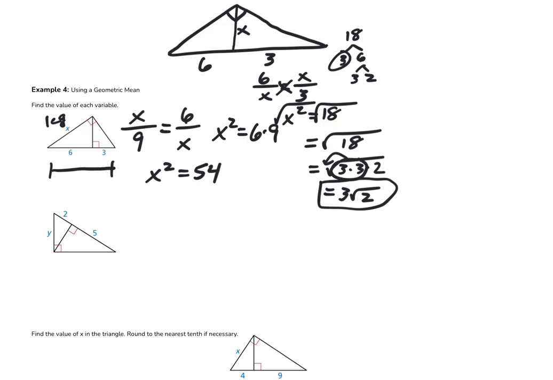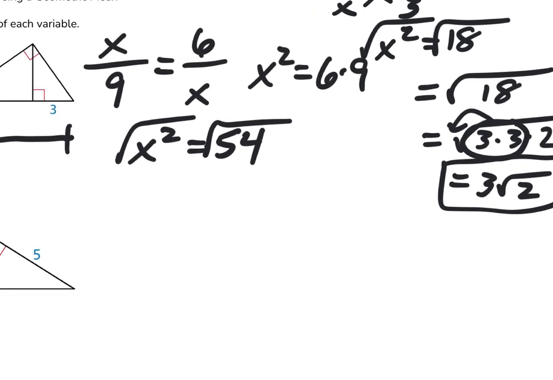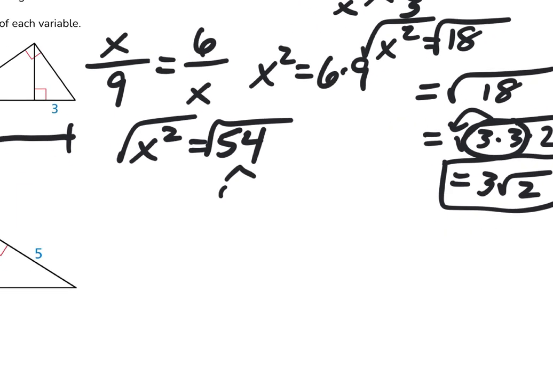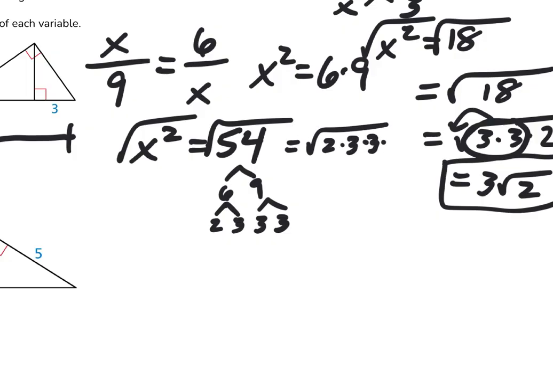Is 54 a perfect square? Nope. So we're going to break it down. We're going to take the square root of it. Something that goes into 54. 6 and 9. Neither one is perfect, so we keep breaking it down, or prime, I should say. So this would be 2 times 3 times 3 times 3.